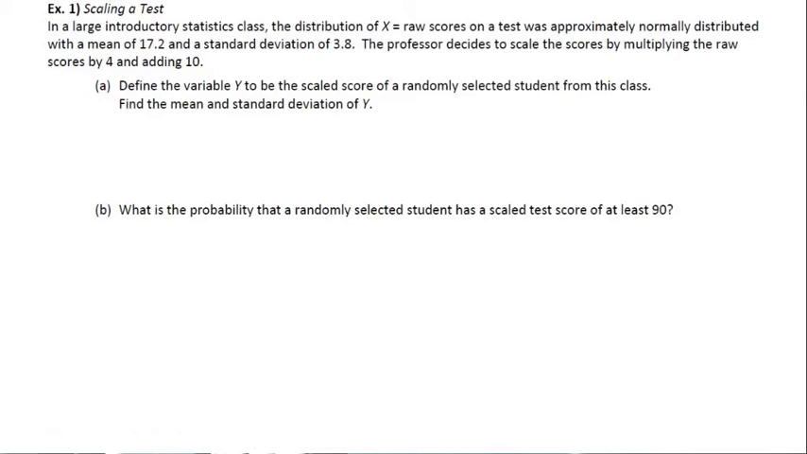Part A says define the random variable y to be the scaled score of a randomly selected student from this class. Find the mean and standard deviation of y. So first, let's start with the original random variable, and that's x. It tells us x is normally distributed with a mean of 17.2 and a standard deviation of 3.8. So this is the stats notation here. You can put this little squiggly and then capital N, and that summarizes the distribution for x. It's normal with this mean and this standard deviation. So that's a nice shorthand way to illustrate that.